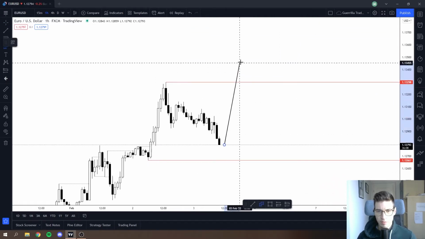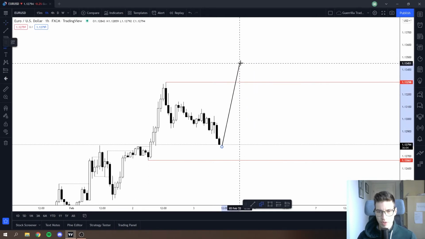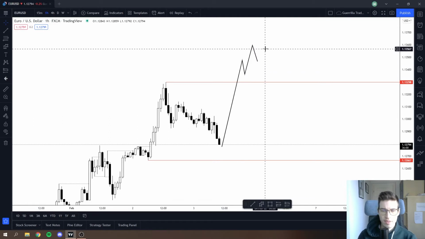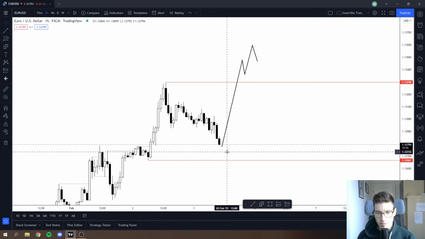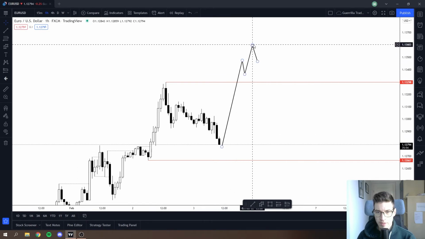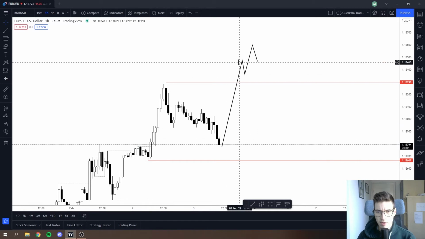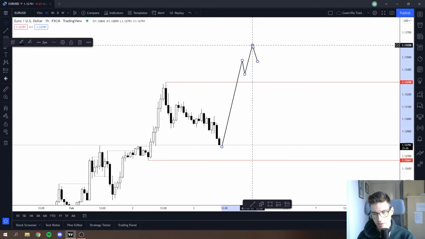Or we can get a push to the upside. I would look for a flag, push to the upside, pull back, another impulse, look for this sort of trade, break and retest. And then this would signal a trend because we have this impulse, pull back, another impulse, pull back, another impulse. So yeah, once you get an impulse, pull back and another impulse, then I classify that as a trending market.